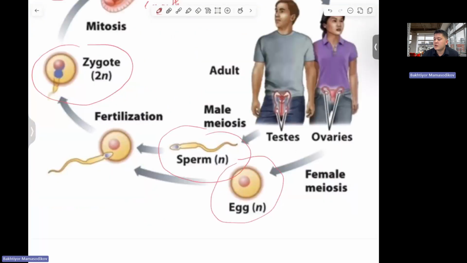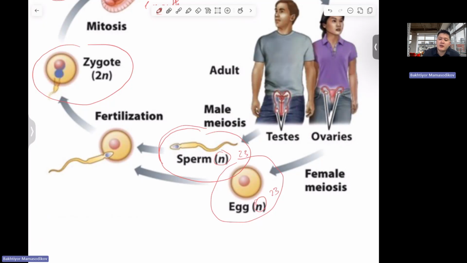For example, from one spermatogonium, we're going to make four genetically different sperm cells with a haploid number. N means haploid, 23 chromosomes. In the egg of females, they also have a haploid number of chromosomes, which is 23. Meiosis in males occurs only in the testes. We call it spermatogenesis.